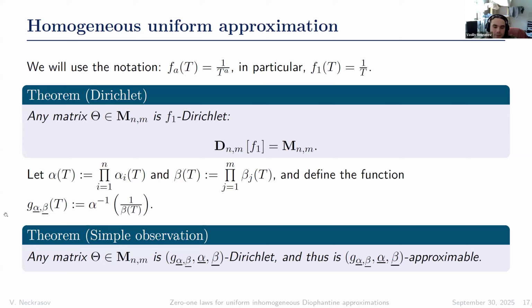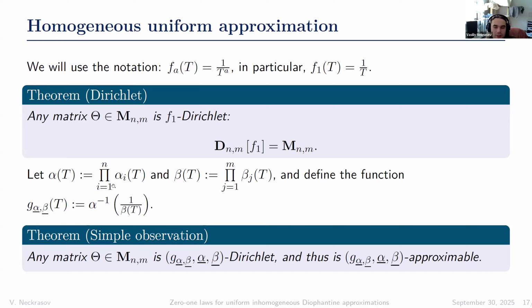Just instead of the function f_1, we need some function that I denoted by G alpha beta here, which is defined via alpha and beta. And as a sanity check, you can see that if alpha of t is equal to t and beta of t is equal to t, this function is exactly 1 over t, so exactly the function from the Dirichlet theorem. So this is a rather simple observation that for this setup, the analog of the Dirichlet theorem also holds. This allows us to just use it as a starting point for studying this setup.